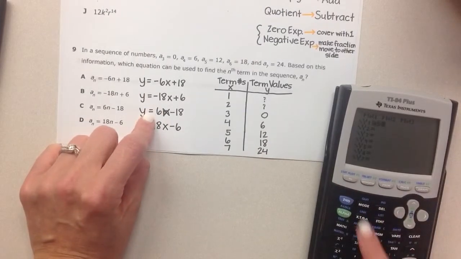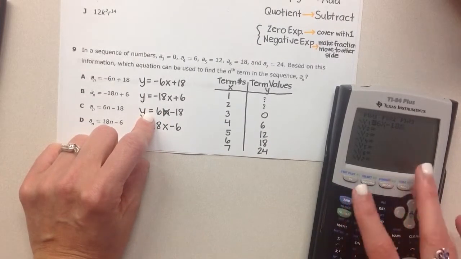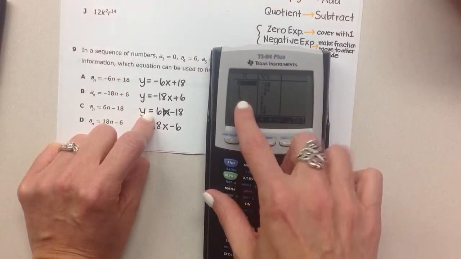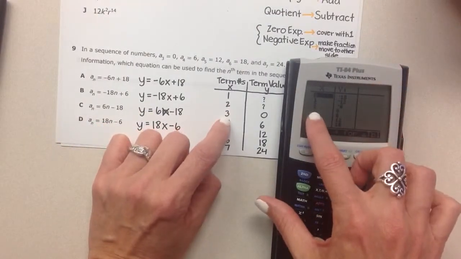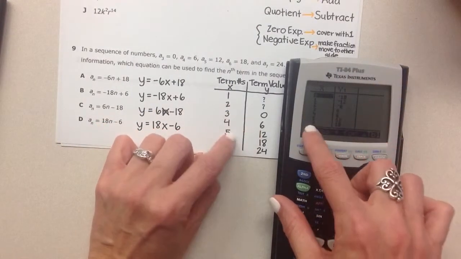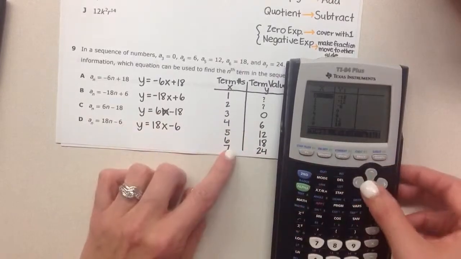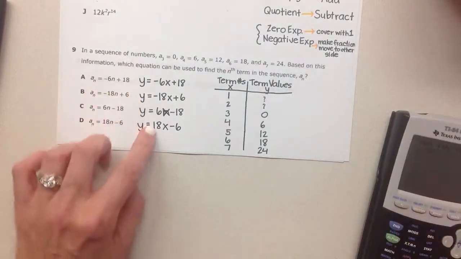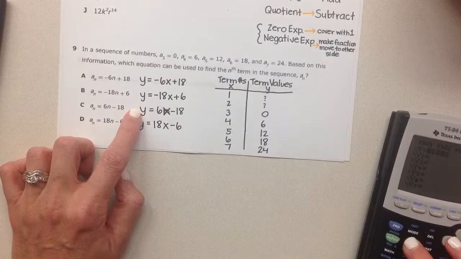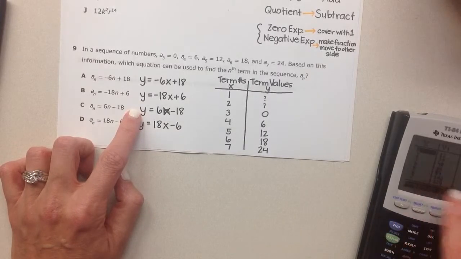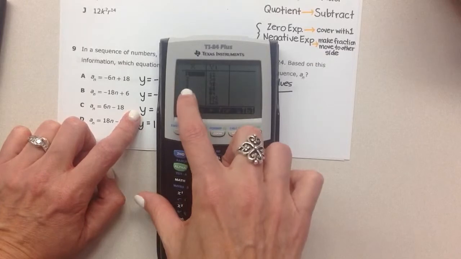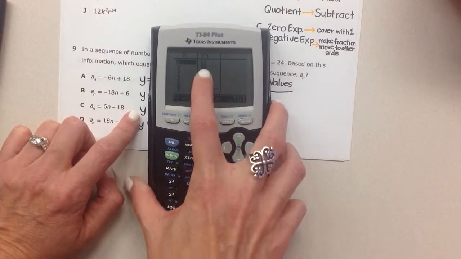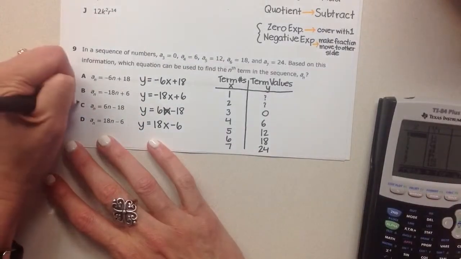So I'm going to get 6x minus 18. Okay, and so now I want to see, I don't know what the first term is. The third term has to be 0, the fourth term has to be 6, the fifth term has to be 12, the sixth term is 18, and let's see if the seventh term is 24. It sure is. So this one looks like a winner, but I'm going to check my other answer. And if you look in the table, the third term has to be 0, and the fourth term has to be 6. And that doesn't match, so the correct answer has to be C.